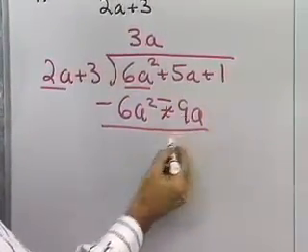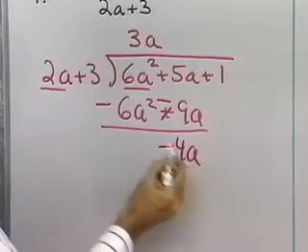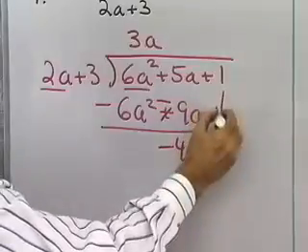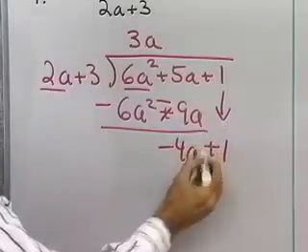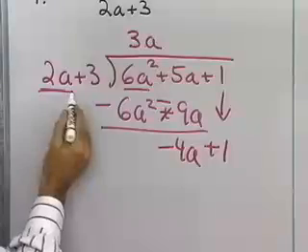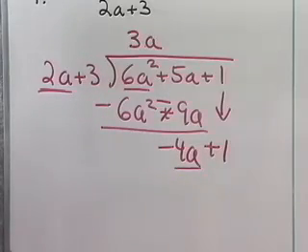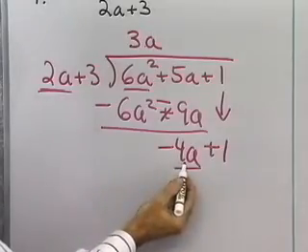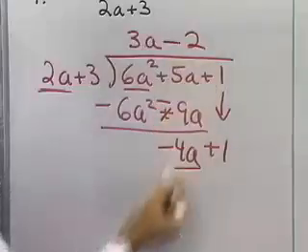I subtract by changing the signs and adding. 5a plus negative 9a is minus 4a. 6a squared plus negative 6a squared is 0. I bring down my next term. And I ask myself, how many times does 2a divide into negative 4a? So I want to know what number I multiply 2a by to get negative 4a. The answer is negative 2.